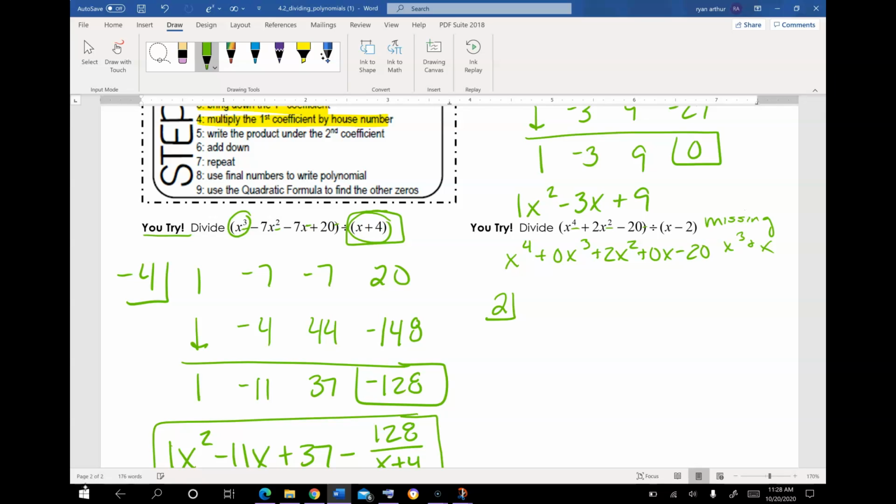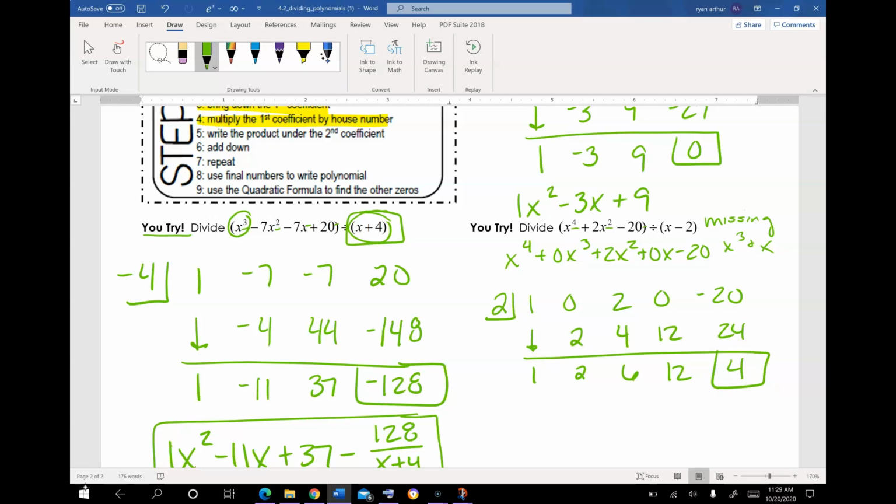Bring your coefficients down. 1, 0, 2, 0, negative 20. And let's set it up, all right? Drop the first number down, multiply, add. 2 times 2 is 4, add. 2 times 6 is 12, add. 2 times 12 is 24, add, and we have a remainder of 4, okay?